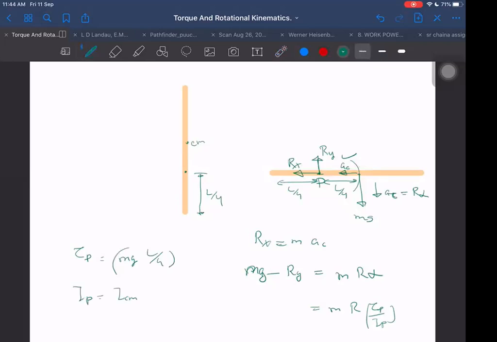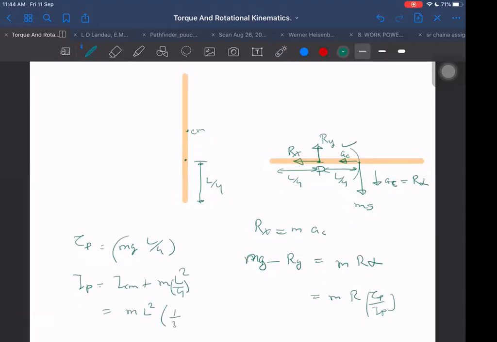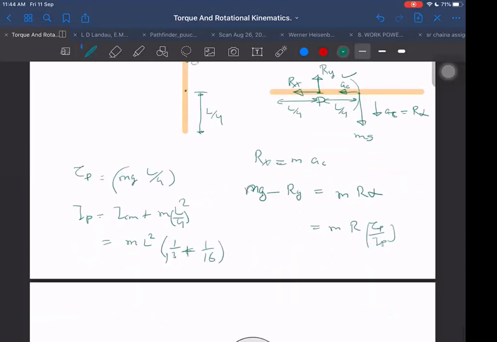What is the moment of inertia about P? ICM plus m into L by 4 whole square, which is ml square into 1 by 3 plus 1 by 16. 1 by 12. What do we get then? 7 ml square by 48.